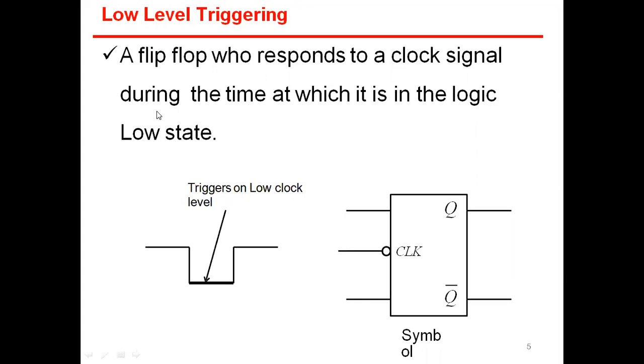Now next one, flip-flop low level triggering. A flip-flop that responds to a clock signal during the time at which it is in the logic low state. It is called logic low. In this whole area, the logic is low and the circuit is active, and here a bubble is there at the clock. It is called low level triggering. The circuit is active in this low level area.